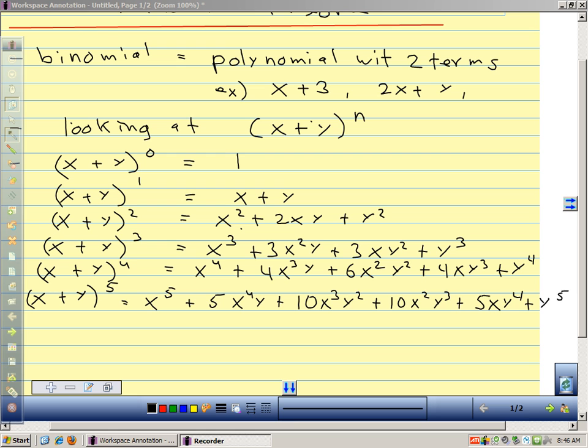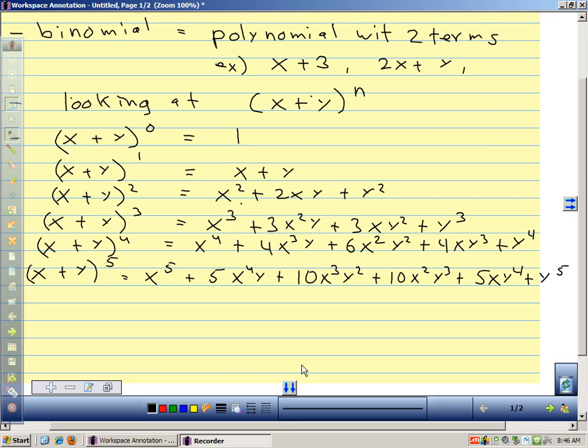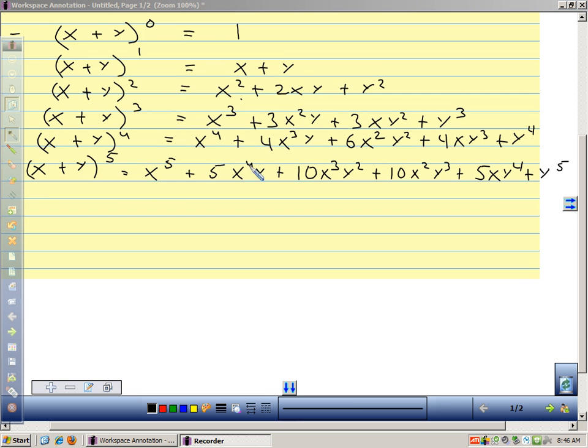So part of what mathematicians do is try to figure out how do I come up with a formula? How can I write out that pattern? Now what we're looking at today is that these coefficients on these terms are called the binomial coefficients.